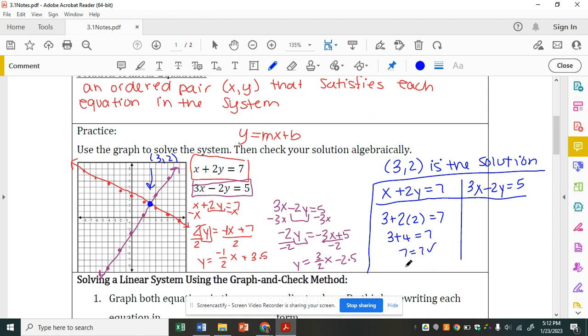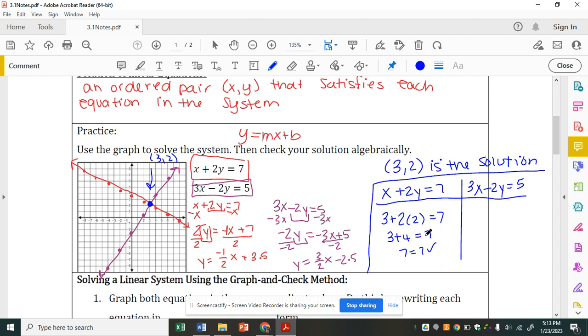If I got something like 5 equals 7 or negative 1 equals 7, something that's not equal to itself, that's my hint that I either did something wrong algebraically when I was checking, or I need to go back and double check my graph to make sure that actually is the solution. But because I got 7 equals 7, I know that that solution works in my first equation.